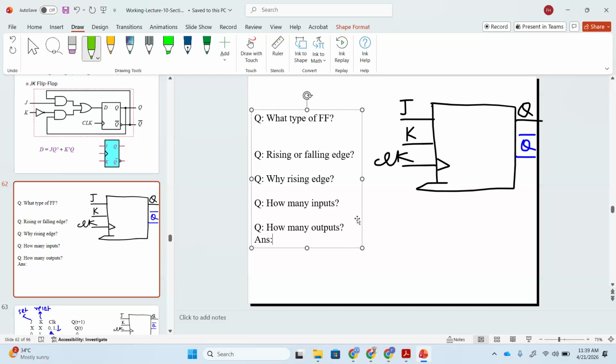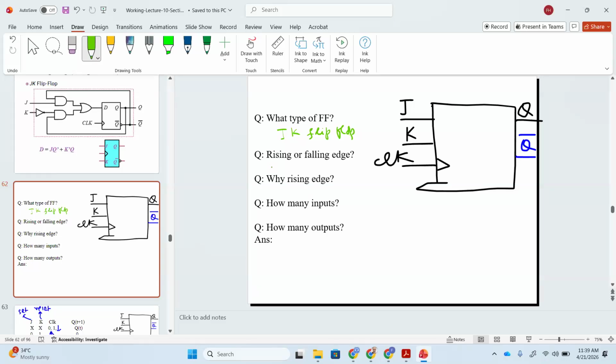Positive edge triggered flip flop. What type of flip flop? So we can say, okay, JK flip flop. Got it or not got it? What type of flip flop? JK. No problem. Rising or falling edge?